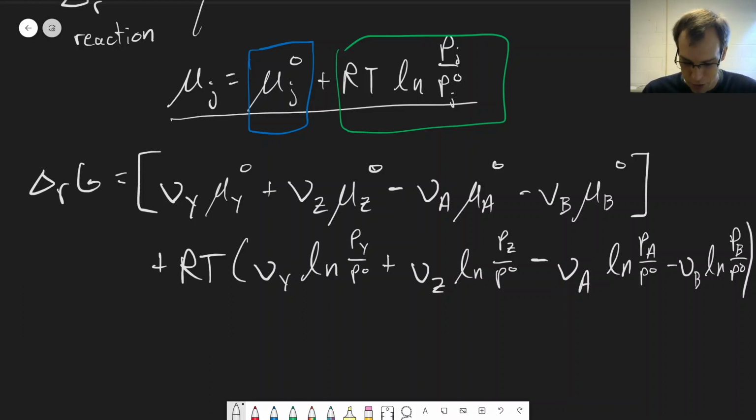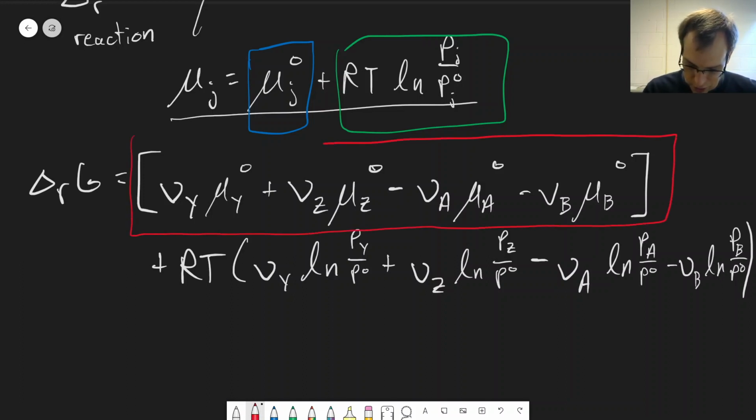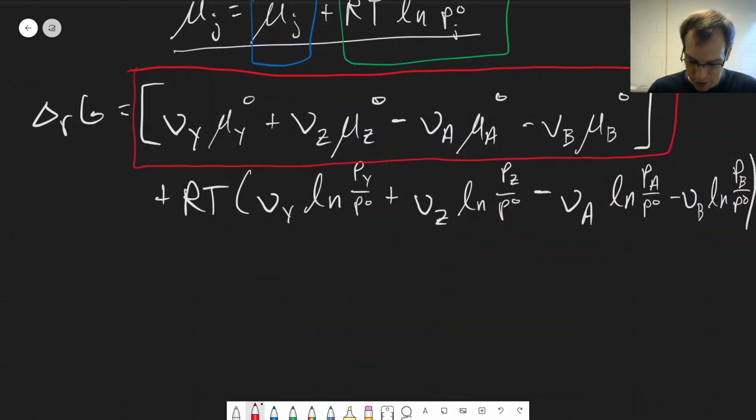So how can we manage this? How can we maybe simplify a little bit? Well, one thing we can do is all of these terms at the front that I've separated out, that are the standard chemical potentials, we can combine into one term that we define as the standard change in Gibbs free energy for the reaction. So we call this delta RG naught, right? This is the standard change in Gibbs energy for the reaction.